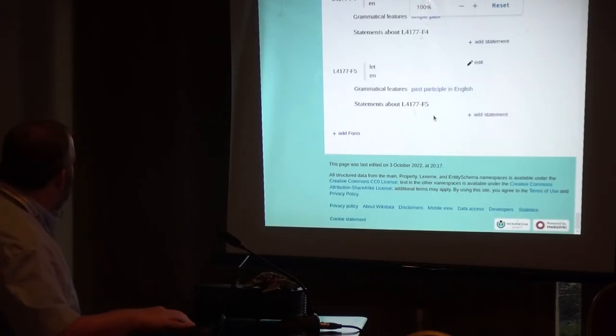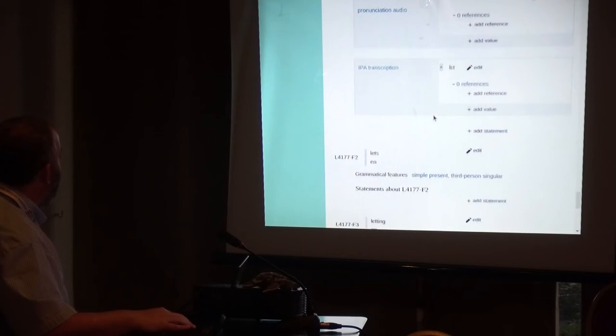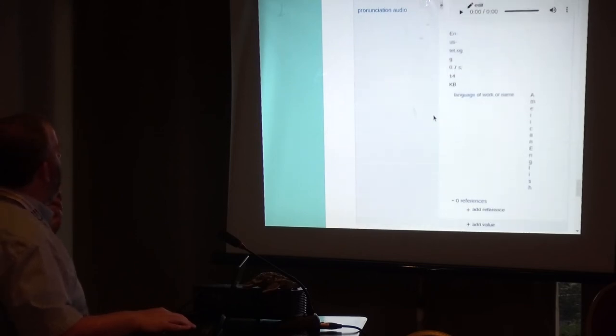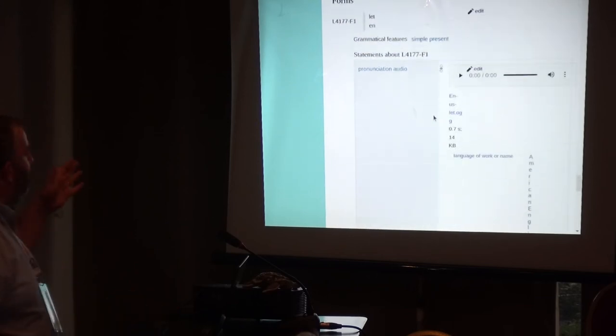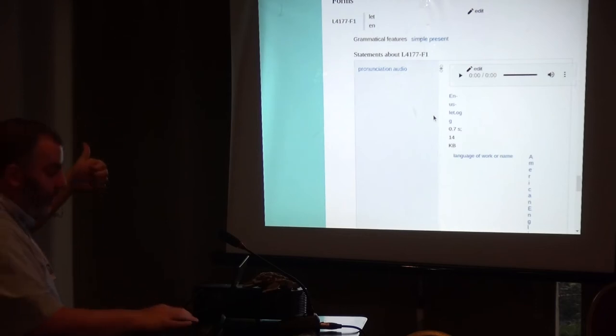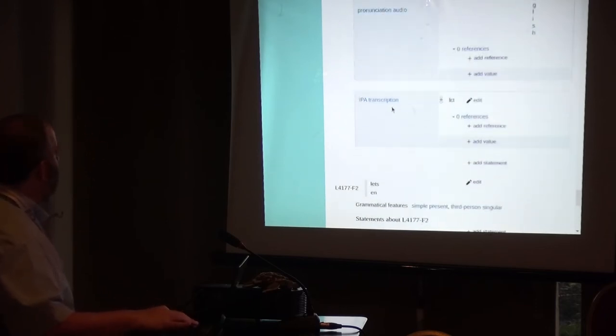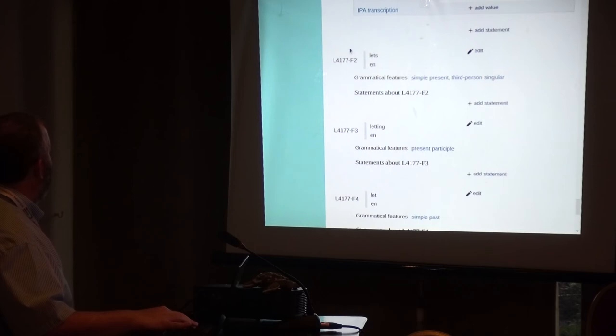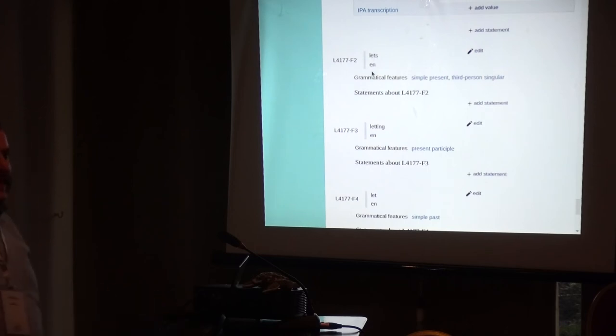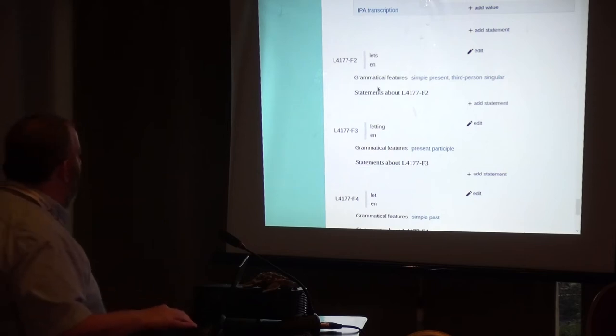Okay. So these are two extra things we learned about the form, beyond the fact that this is what it looks like and it's present simple. We also got audio and we got an IPA transcription for it. And then there's the second form. The second form is let's. And that is also simple present, but it is third person singular. Right? He lets. So that's a different form.